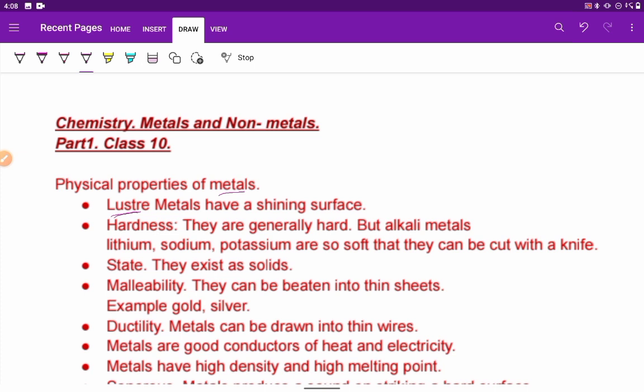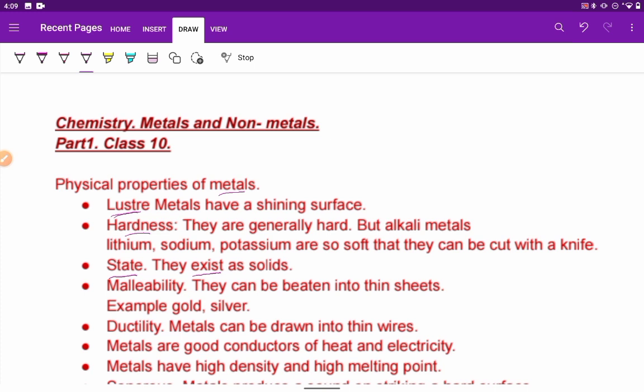Next is hardness. They are generally hard, but alkali metals like lithium, sodium, potassium are so soft that they can be cut with a knife. These are exceptions. Their state, they exist as solids. The metals exist as solids like iron, gold, silver.